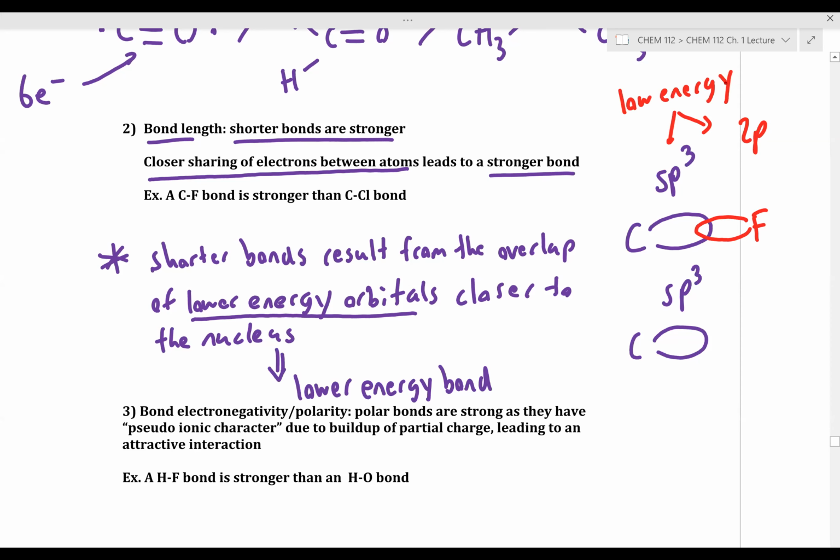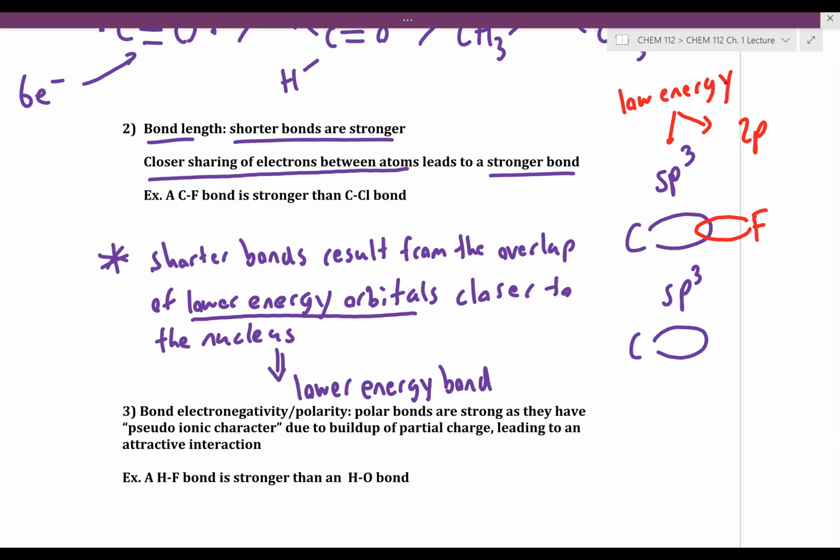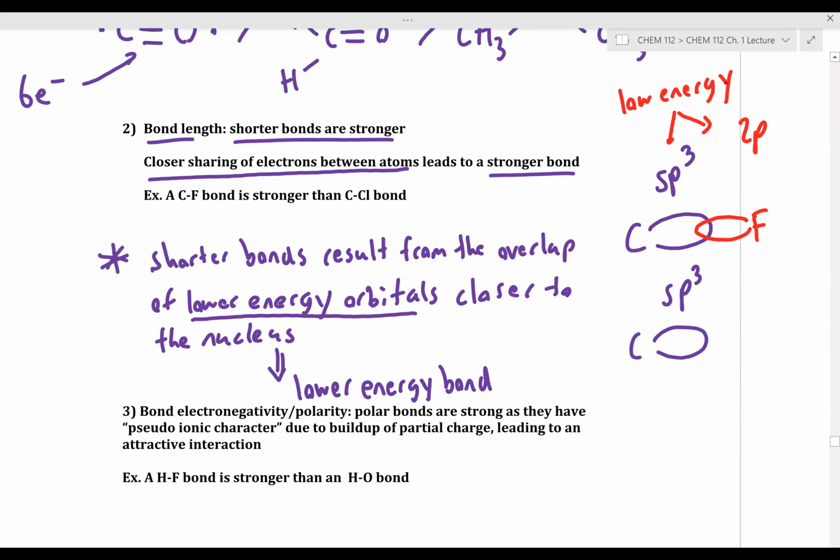Now, to showcase the difference in energy between a fluorine 2p orbital and a chlorine 3p orbital, let's showcase the difference in orbital size and how that affects our overlap.